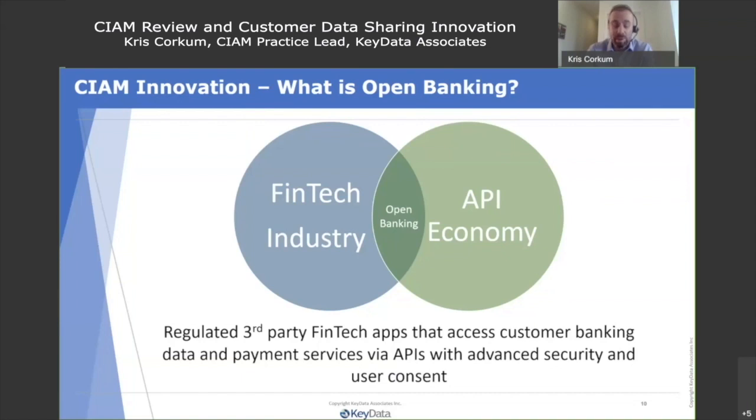And this one is a bit personal for me, because it's really hard to believe in 2020, as a cybersecurity professional, that this is still going on. So instead of sharing your password, the third party would redirect you to log into your bank, and then you would give consent to the regulated third party app to securely access your bank transaction history or make a payment.